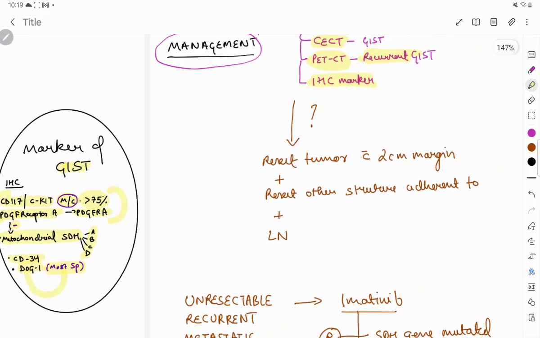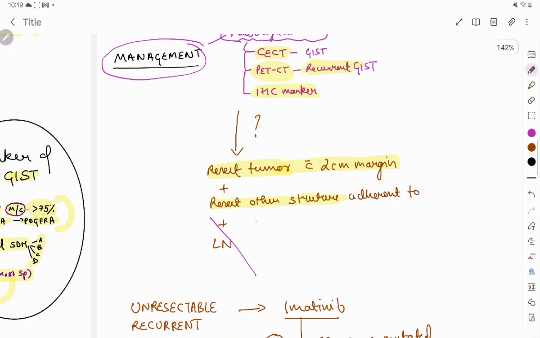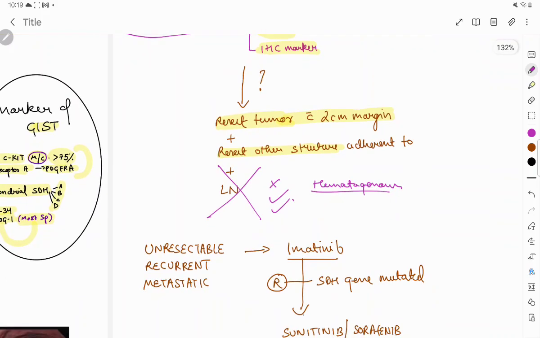Okay, so these are some important IHC, and after the diagnosis you go for the definitive management of the disease, that is resecting this tumor with a 2 centimeter margin. In case of the stomach, you go for a wedge resection along with a 2 centimeter margin. If we have some structure that is adherent like peritoneum, you have to resect that structure too. Now talking about the lymph nodes, you never need to resect or clear the lymph nodes in this case. This is because we already discussed this being a mesenchymal tumor is going to spread via the hematogenous route. So there is no role of lymph node clearance here.